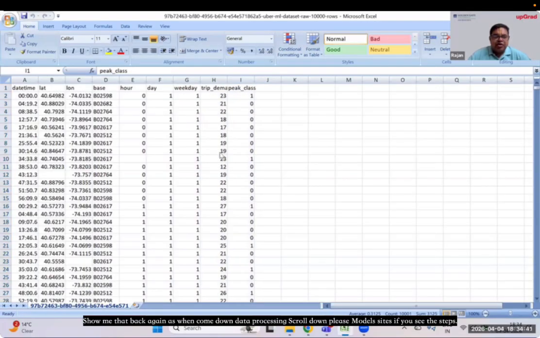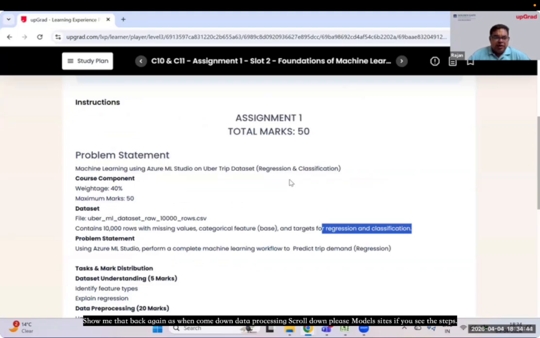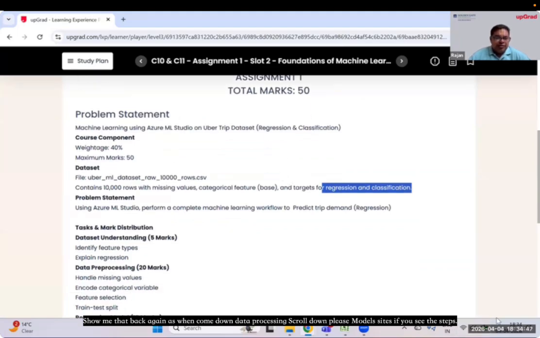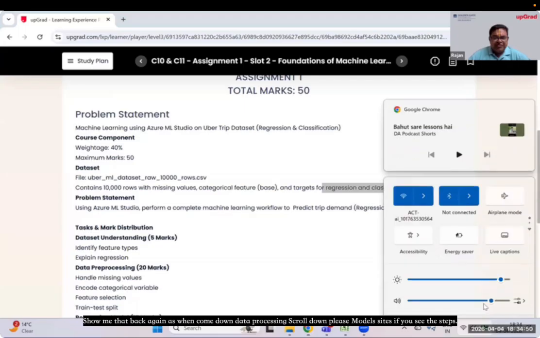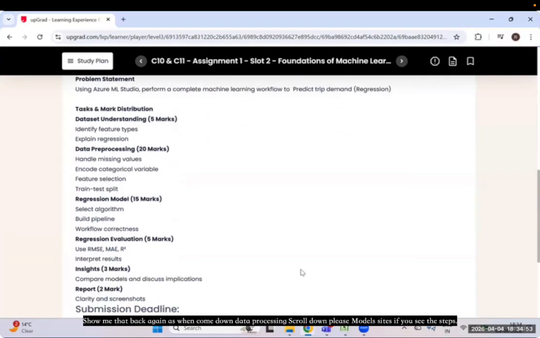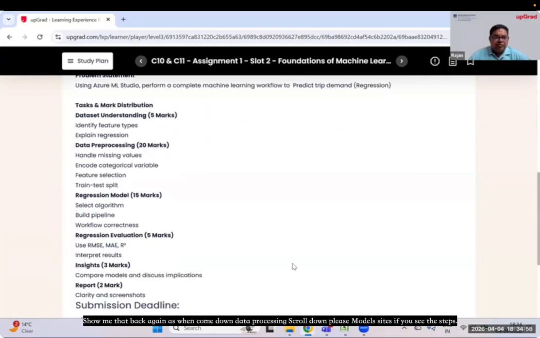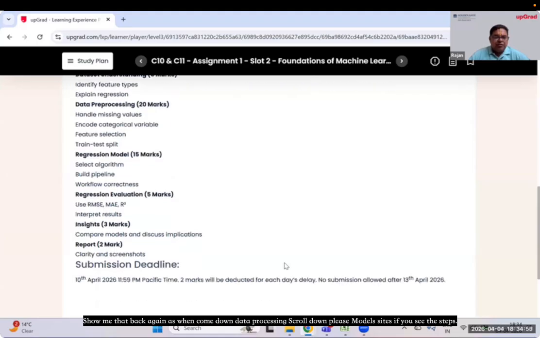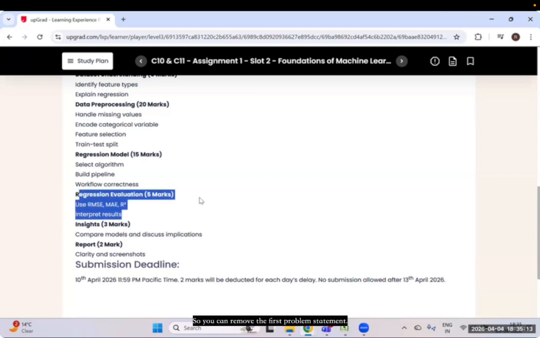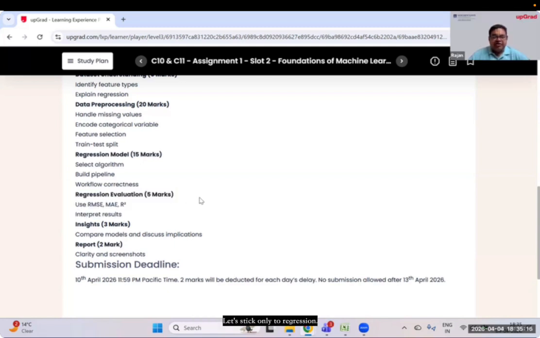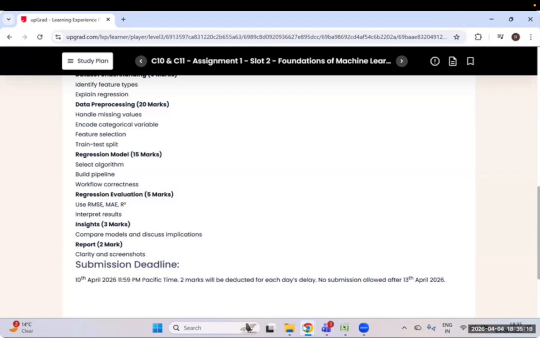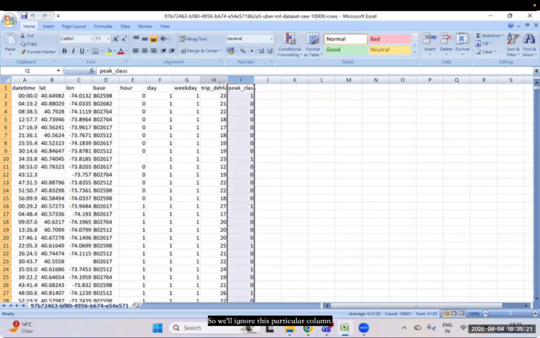Show me that document again. Come down to data processing. Scroll down, please. Regression models. If you see the steps, there is no discussion about classification. So you can remove the first problem statement. Stick only to regression. Sure. So we'll ignore this particular column and just go ahead with this data set.